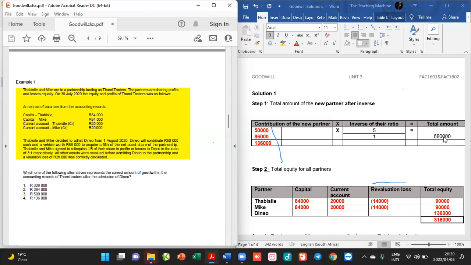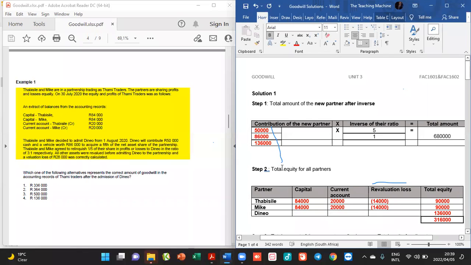We got 680,000. Then step number two, we wanted to know the total equity for all partners. Bear in mind that the total equity for the new partner is 136. So it was simple for us to record 136 because we calculated it in step number one.